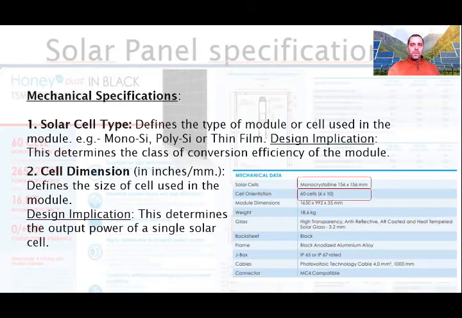Also, you can remember that monocrystalline cells have rounded edges and bluish appearance, so you can decide which it is from the picture. The next parameter is the cell dimension in inches or millimeters. It defines the size of the cell used in the module. This determines the output power of a single solar cell. In this panel, the cells are 156 times 156 millimeters.